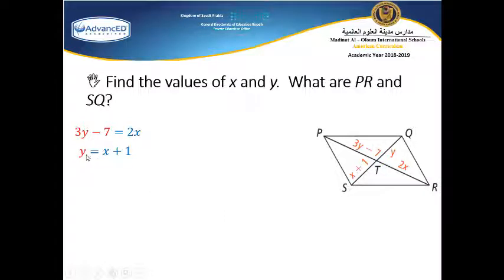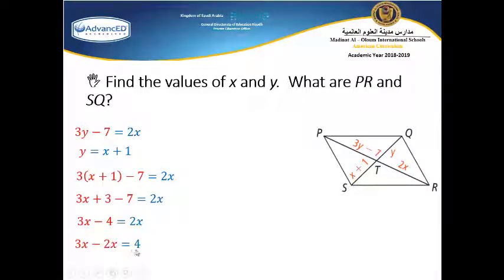Then by solving the first equation using the second one, we know that y equals x plus 1. We will make the substitution in the first equation. Then 3y, instead of y, I will put 3 multiplied by x plus 1, minus 7 equals 2x. Using the distributive property, 3x plus 3 minus 7 equals 2x. Then 3x minus 4 equals 2x. By combining like terms, 3x minus 2x equals 4, then x equals 4.